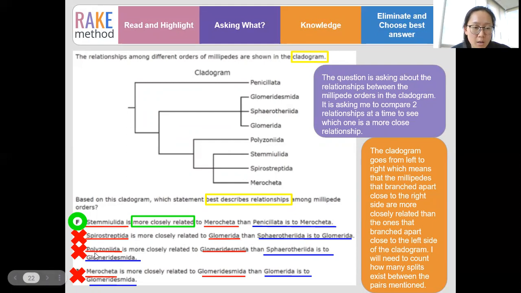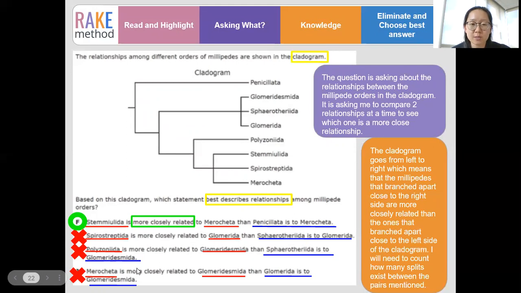The third choice here says Polyzonida is more closely related to Glomerodesmida. Polyzonida is up here in the middle, and Glomerodesmida is up here. There's a 1, 2, 3 branching distance. And then Spherotherida to Glomerodesmida are right next to each other. So they're neighbors. So there's only one branching event. So again, this third answer choice would have been correct if it was the exact opposite flipped.